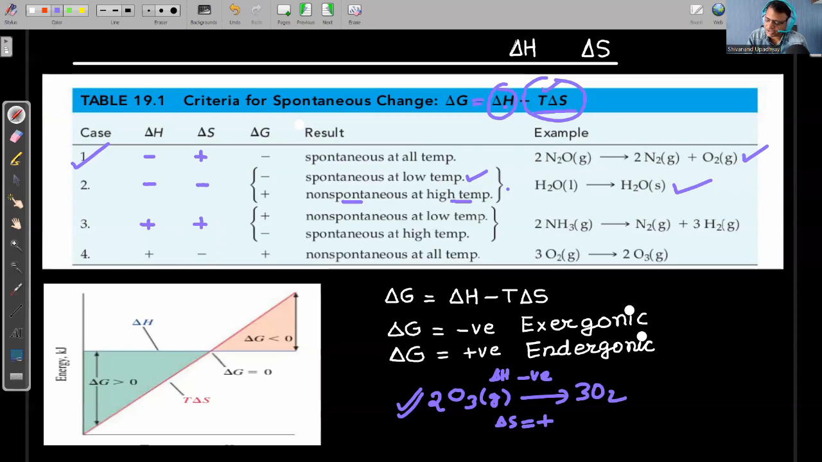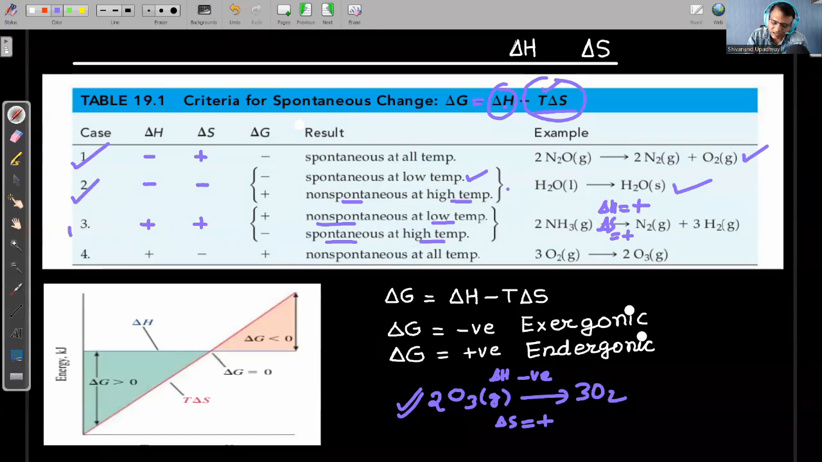If the temperature is low, then delta H will dominate over minus T delta S. That's why at low temperature, this reaction is non-spontaneous. At higher temperature, T delta S will dominate over delta H, and that's why the reaction will be spontaneous at higher temperature. The example here is decomposition of ammonia, an endothermic process. Delta H for this process will be positive. Delta S will be positive because the number of moles of gas on the right hand side is greater than on the left hand side. And temperature will decide under what condition this reaction will be spontaneous.